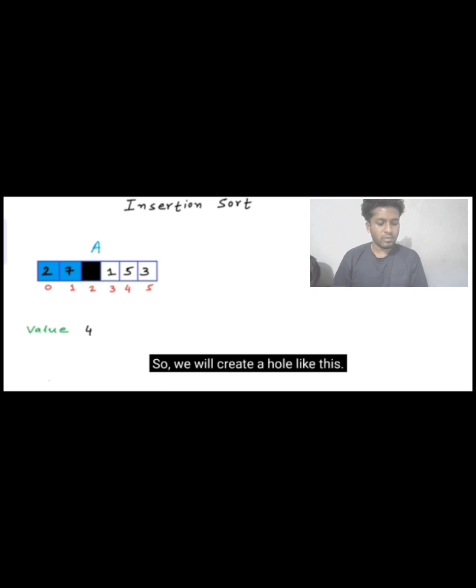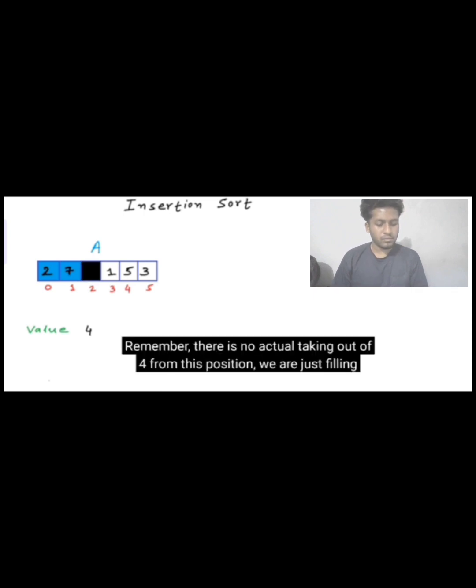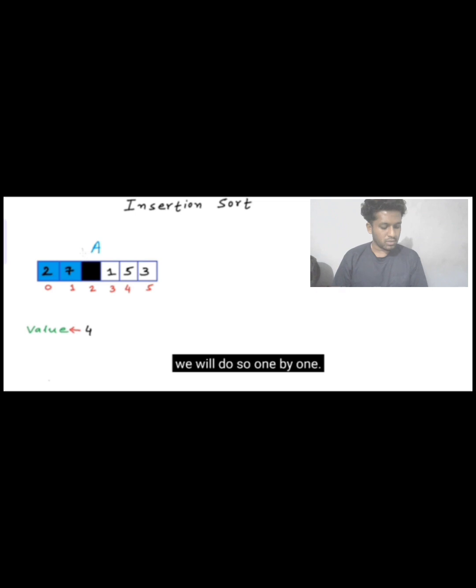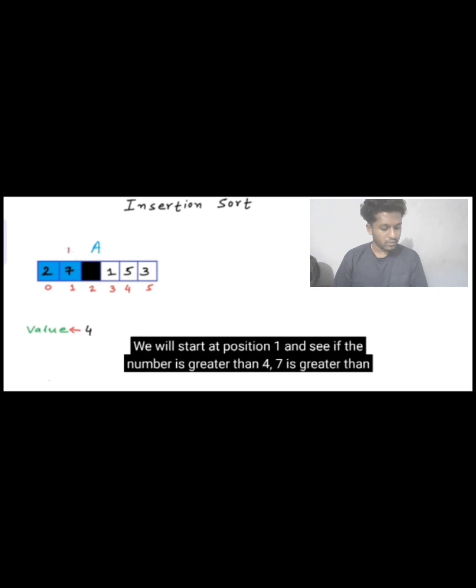Now once again we will pick up the first element from the unsorted part. So we will create a hole like this. Remember, there is no actual taking out of 4 from this position. We are just putting 4 in another variable and assuming there is a hole at that particular position. Now once again we will shift all the numbers greater than 4 by one position to the right. We will do so one by one.